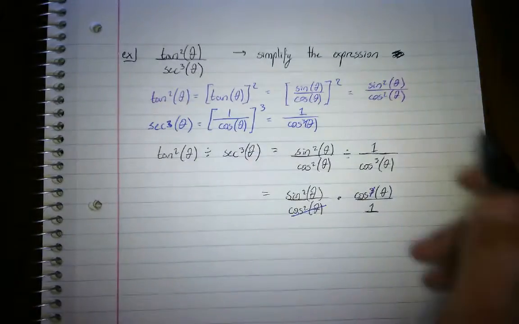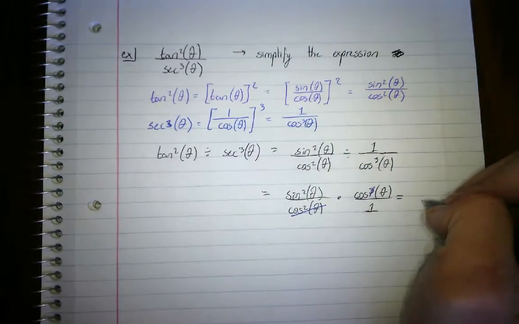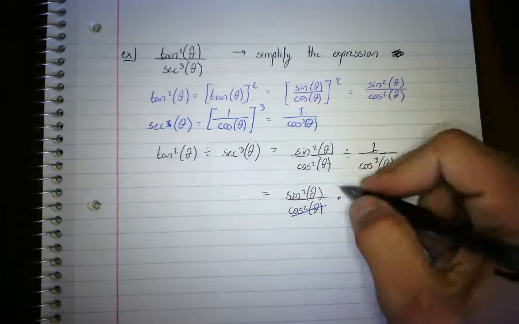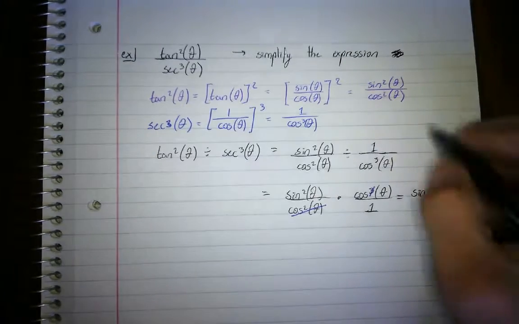We're just going to have a single cosine left. And from here, it's just multiplying all the way across. So this reduces down to 1, 1. So we have a denominator of 1. We don't need that. But we have sine squared of theta left times cosine theta.